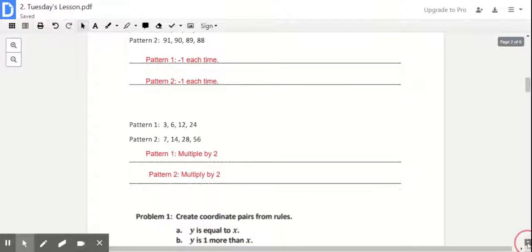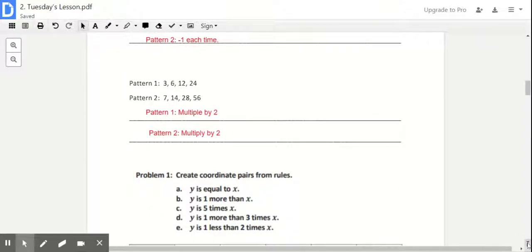Okay, let's go down to the second piece. Pattern 1. So it has 3, 6, 12, and 24. So I know that I am multiplying by 2 every single time. So 3 times 2 is 6. 6 times 2 is 12. 12 times 2 is 24. Pattern 2, same thing, just different numbers. So I have 7 times 2 is 14. 14 times 2, 28. 28 times 2, 56.